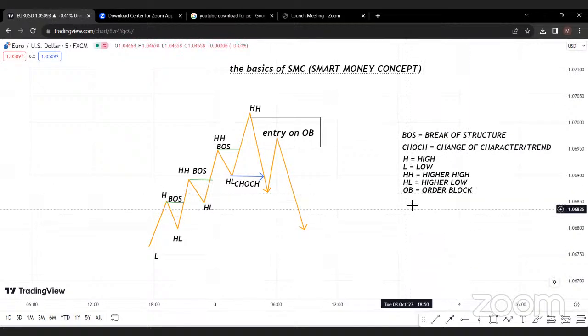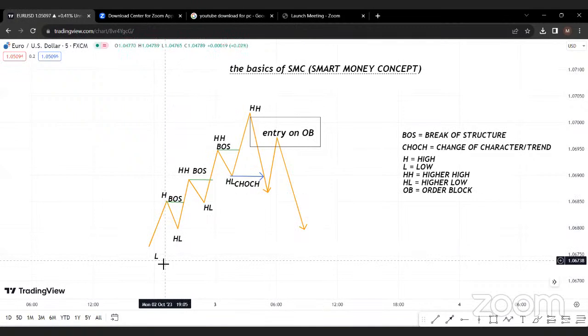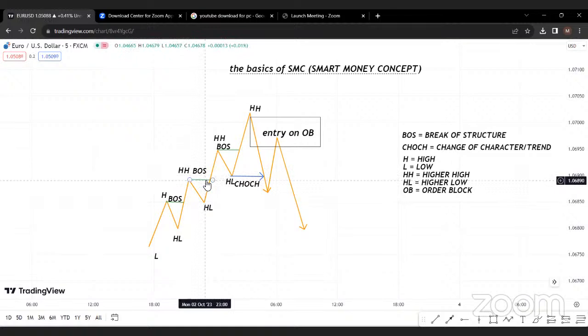So now let me explain why these points are very, very important in trading using smart money concept or market structure. So whenever we have a low and a high that are broken, whenever we have a high broken, it becomes a break of structure. As you can see, guys, this is a break of structure. BOS stands for break of structure. The structure was broken, but it was not changed. So the market continues trending upwards. Another time, then we have another higher high. Then we have break of structure again, which was another higher high.